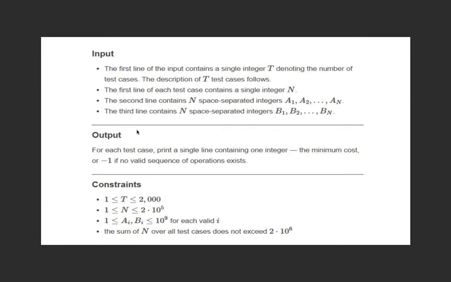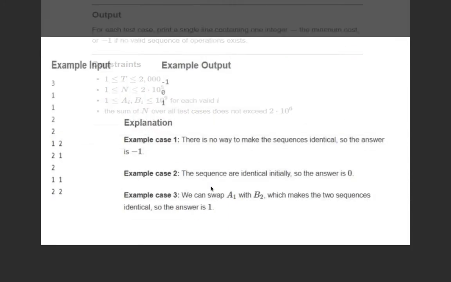So here are the constraints. We will be given t test cases, we will be given n, and the sum of n over all test cases should not exceed 2 into 10 to the power 6. So if we are able to make them identical, we have to print the minimum cost, but if we are not able to, then we have to print the minimum cost as -1.